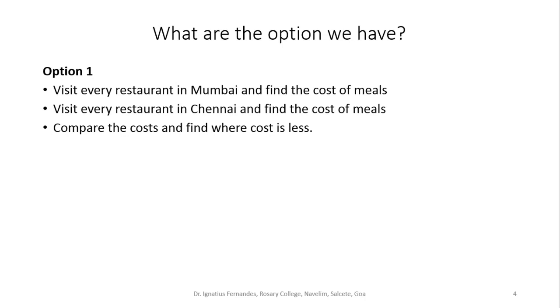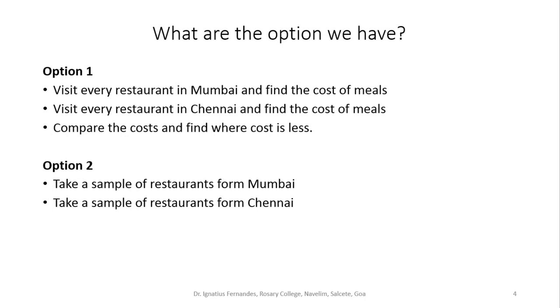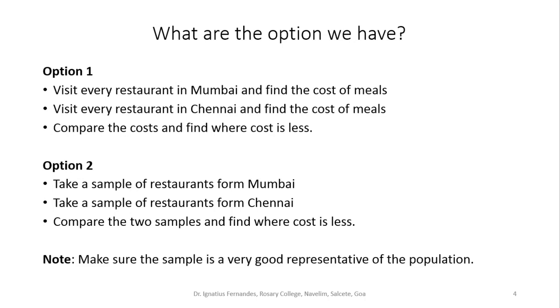Now this is like I'm going after the entire population, and as we discussed in the previous module, we know this is very difficult to do. That's why we go for option 2. So option 2 is we take a sample of restaurants from Mumbai in this case. The same way we'll take a sample from Chennai, and then we'll compare these two samples and conclude for the question, that is, the city which is cheaper. We only have to make sure that the samples that we are taking here are very good representatives of the two populations, or both the cities in this case.